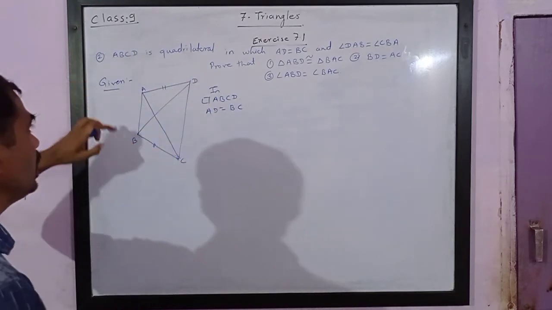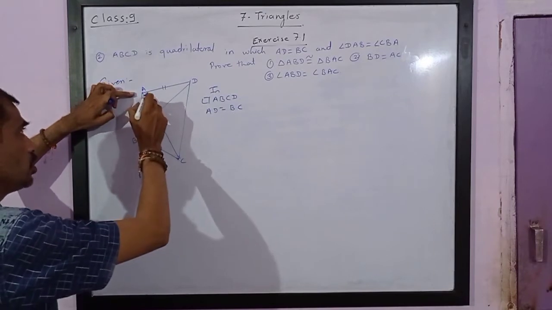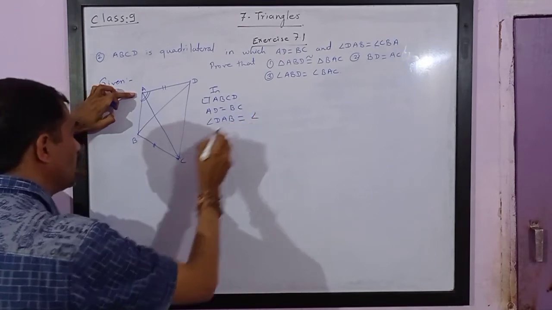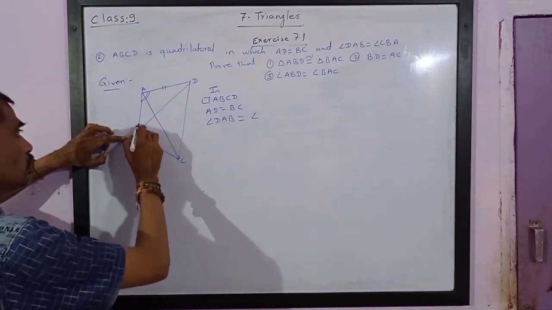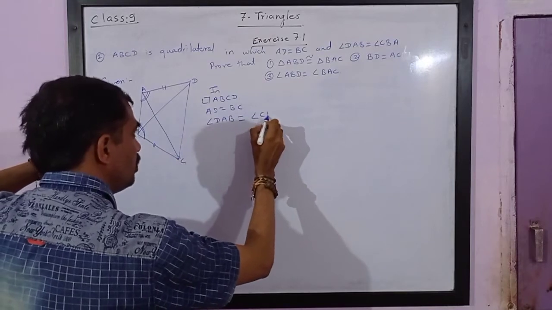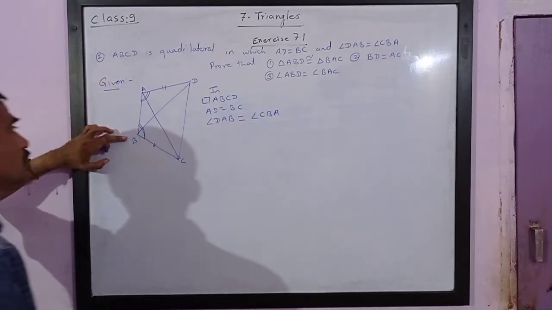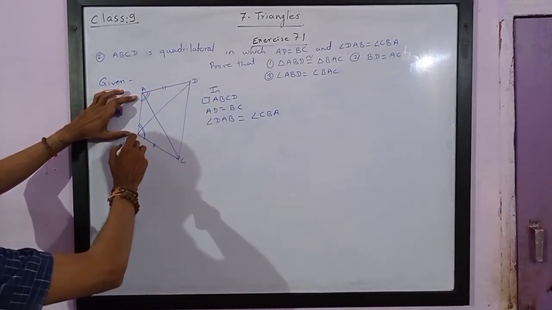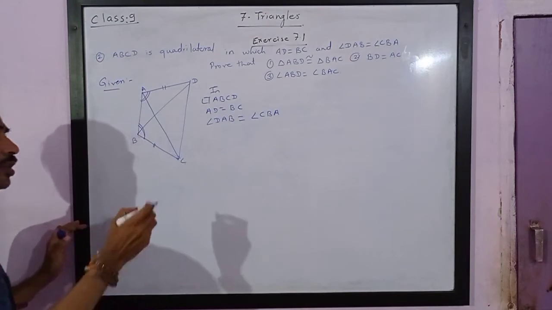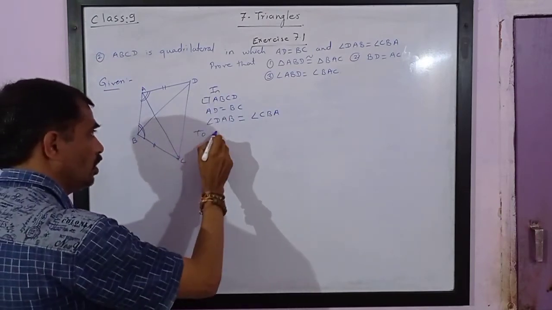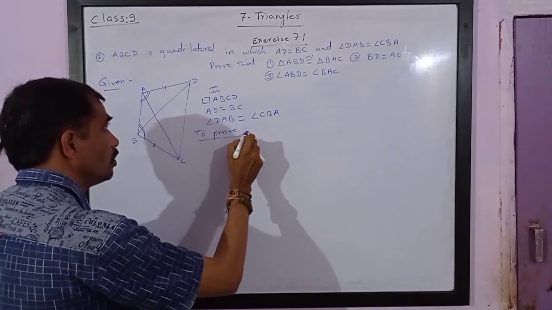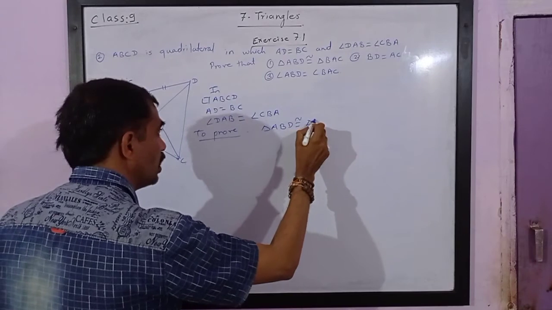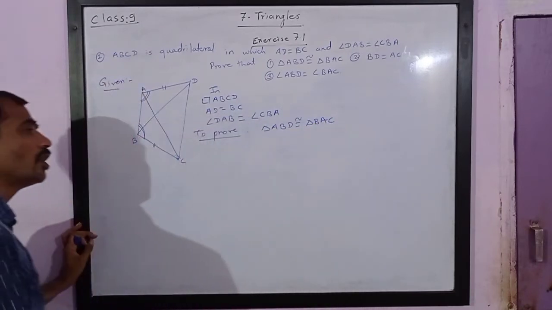And angle DAB. Angle DAB means this total angle. Angle DAB is equal to angle CBA. That is again this total angle, equal to angle CBA. Now we are asked to prove that triangle ABD is congruent to triangle BAC. So this is what we have to prove.